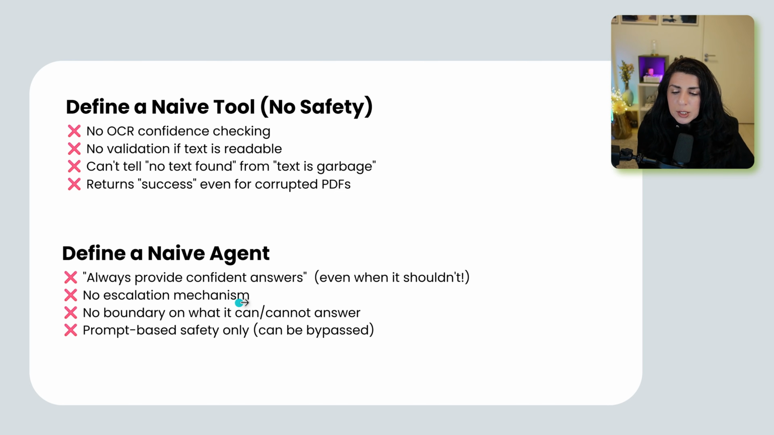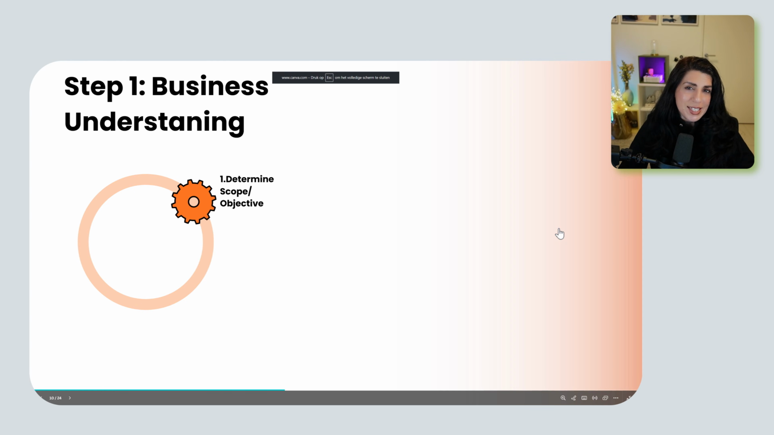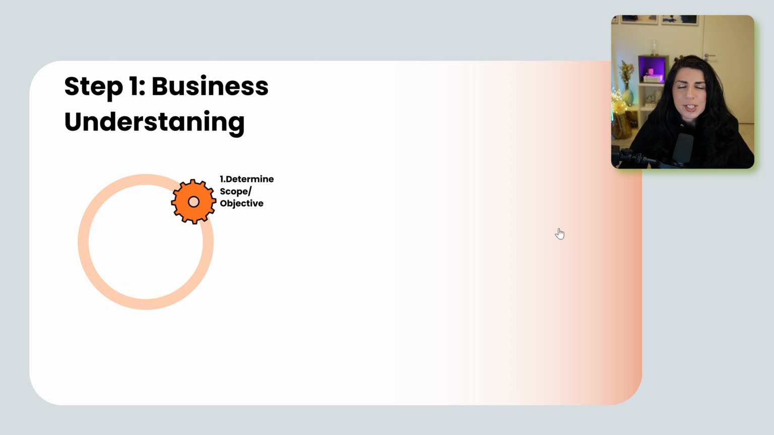No escalation mechanism. So when should we ask a human in the loop? Really important. No boundaries on what the agent can and cannot answer. And it's prompt based, so everybody can just give it a prompt and bypass it. This is how we get to step 1 of the 5 steps, which is called business understanding. Let me show you how to use 3 small swaps to make the agent, which was naive, and the tool that was naive, way more production ready.